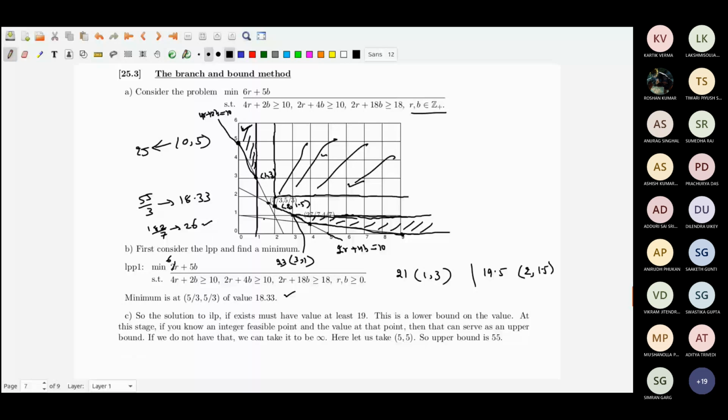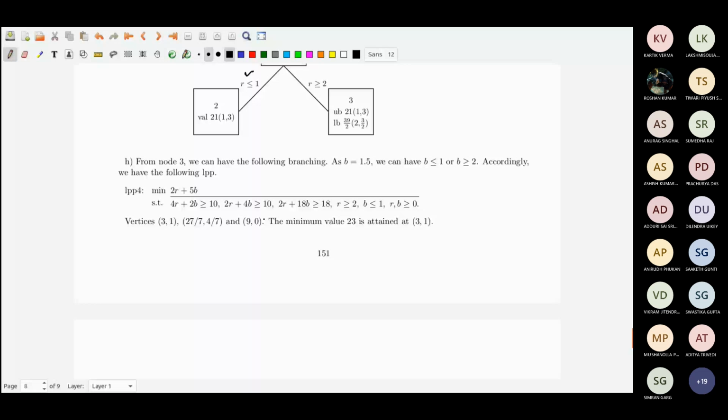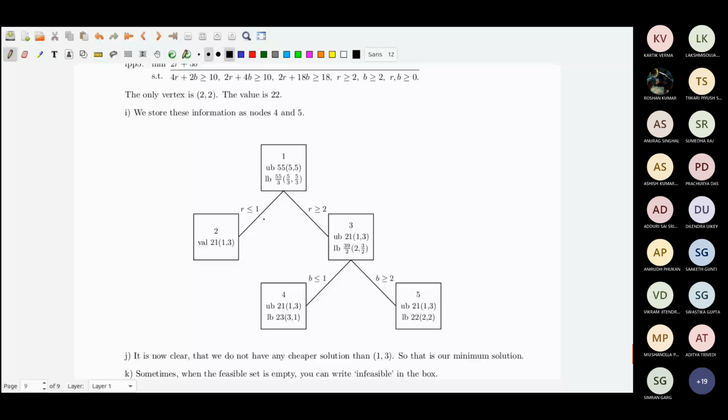Okay, this one is b less than or equal to 1. The minimum is obtained at 3 comma 1 with value 23. The other one that I did is obtained at 2 comma 2 and the value is 22. That's it. So I understood that this node 2 must be giving me the minimum. So the minimum value is 21 and the minimum solution is 1 comma 3.